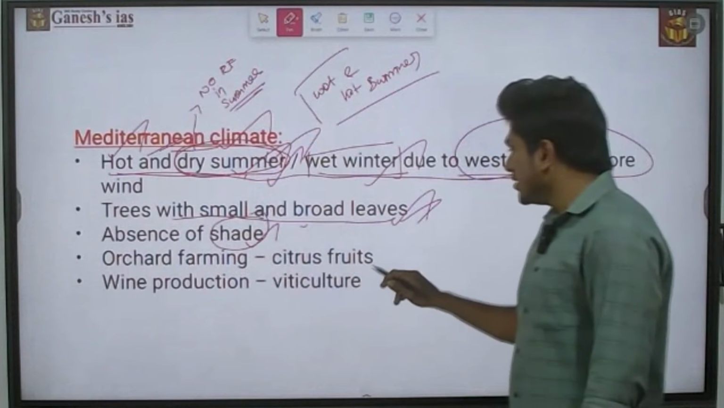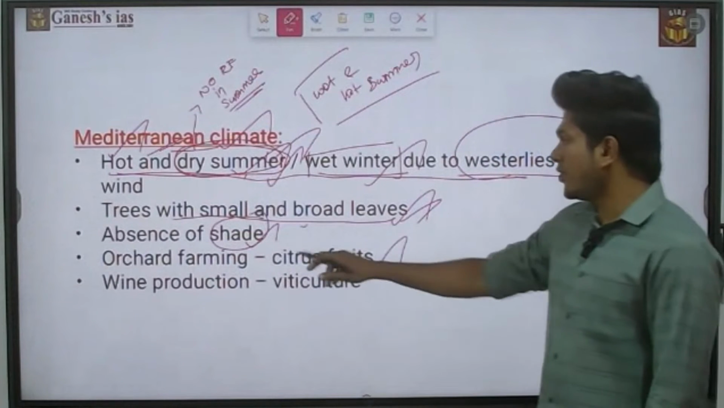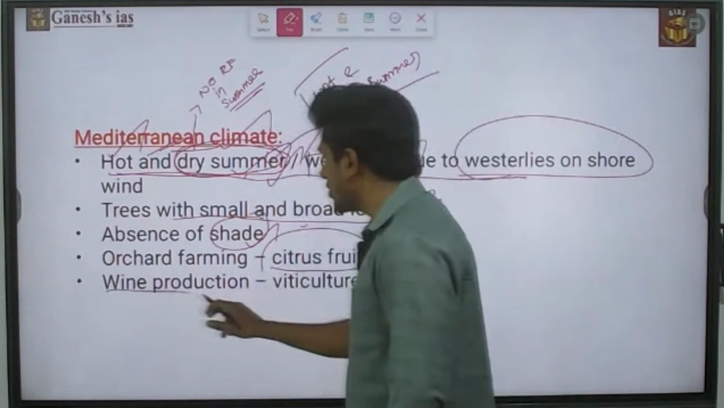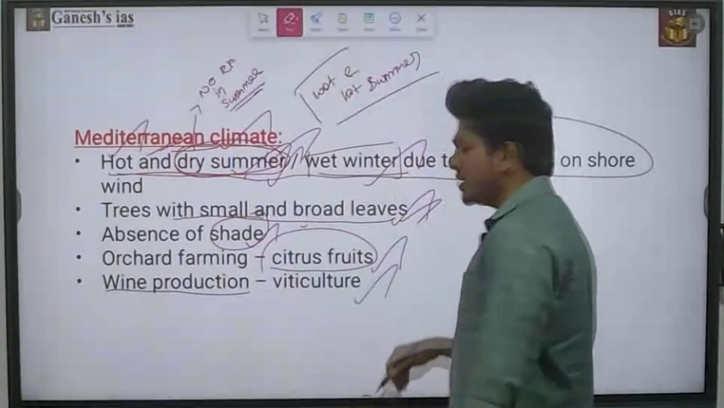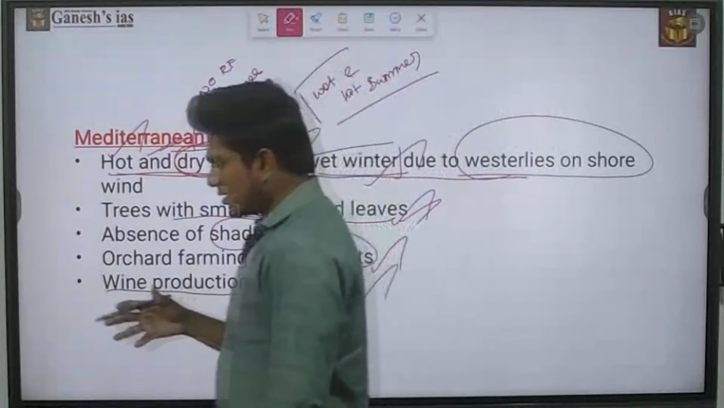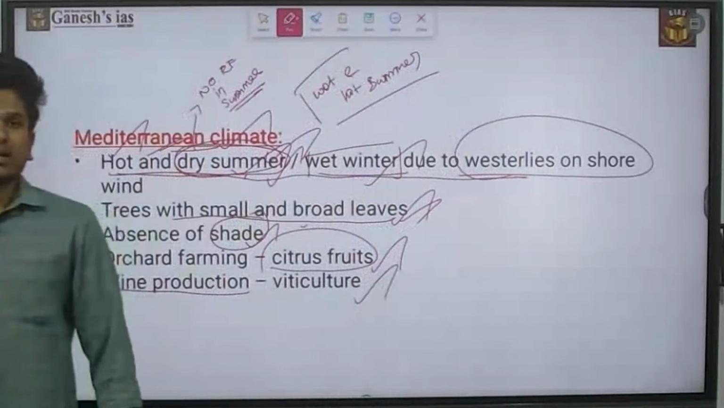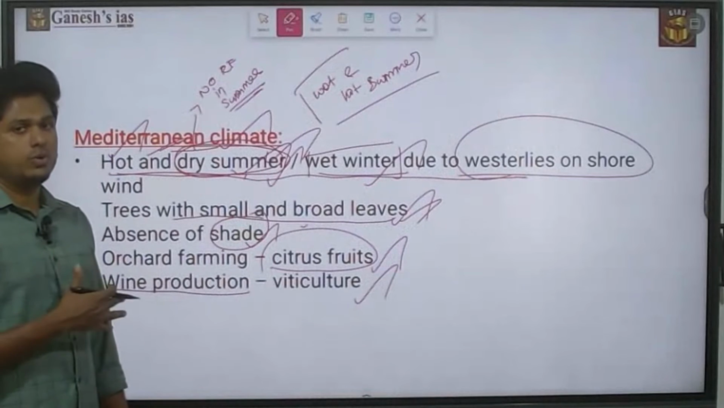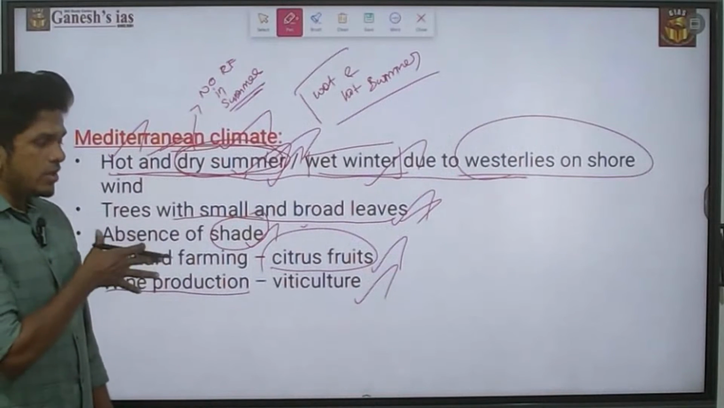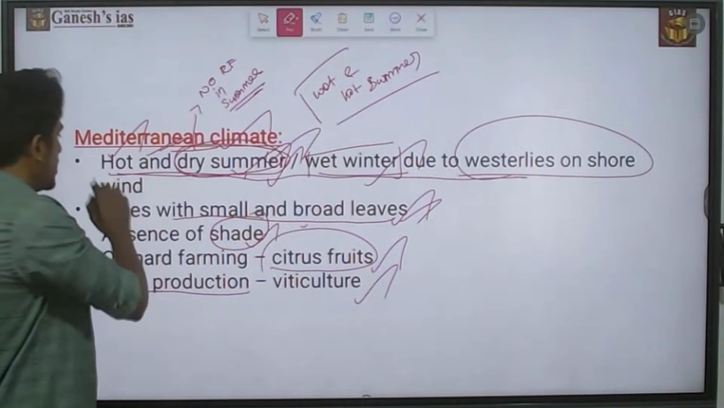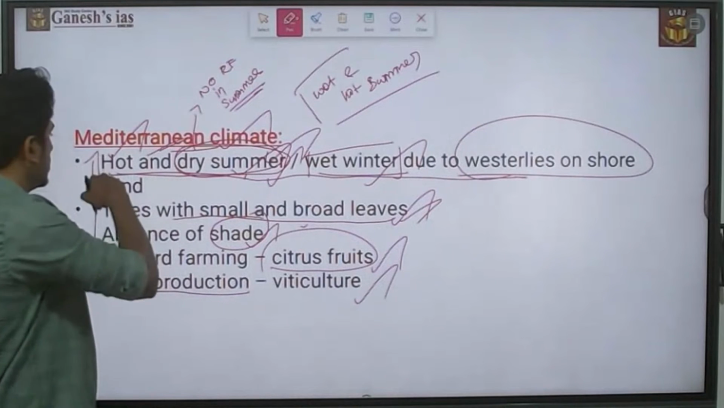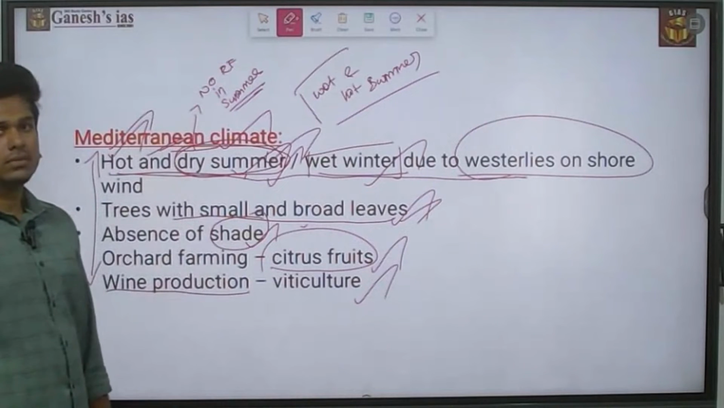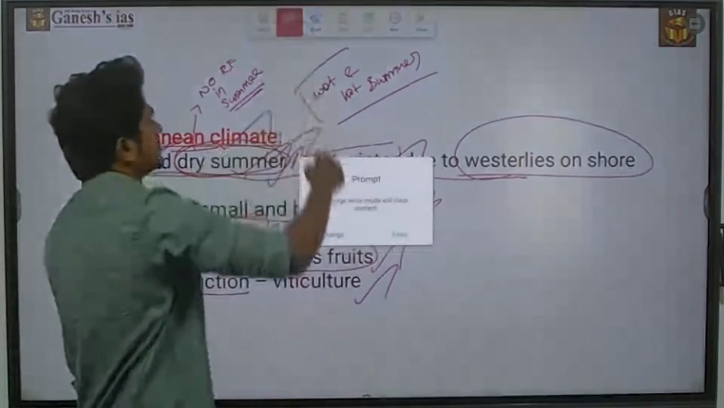Next, it is famous for orchard farming, which means citrus fruits. And the next famous part is wine production, viticulture. So these are the unique things about the Mediterranean climate. Please make a note of it. It will be more useful. These are the unique features of the Mediterranean climate. If any one of these statements is in that question, definitely it is a Mediterranean climate.